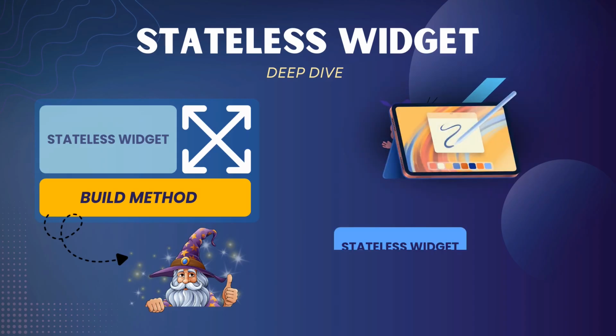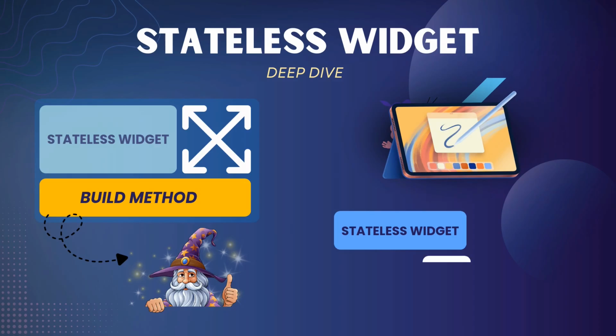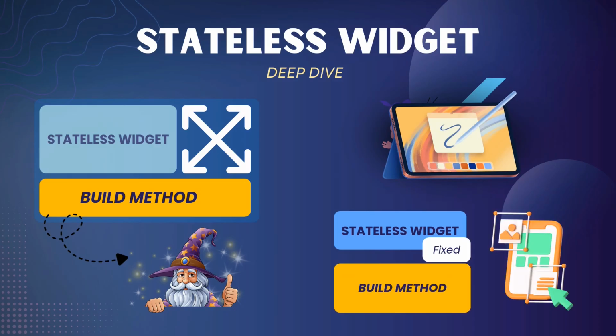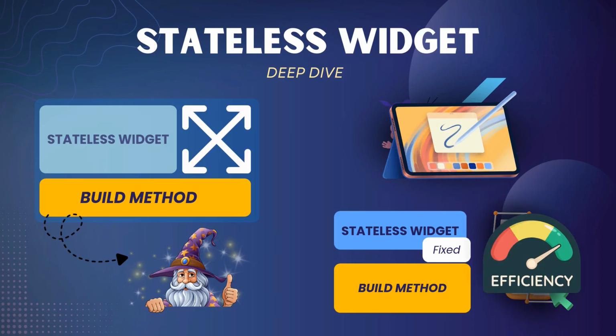Since the data given to a stateless widget is fixed, the build method always returns the exact same UI. This makes them highly efficient because the UI does not have to change multiple times throughout the program. It is declared at the start of the program and remains the same throughout the program.